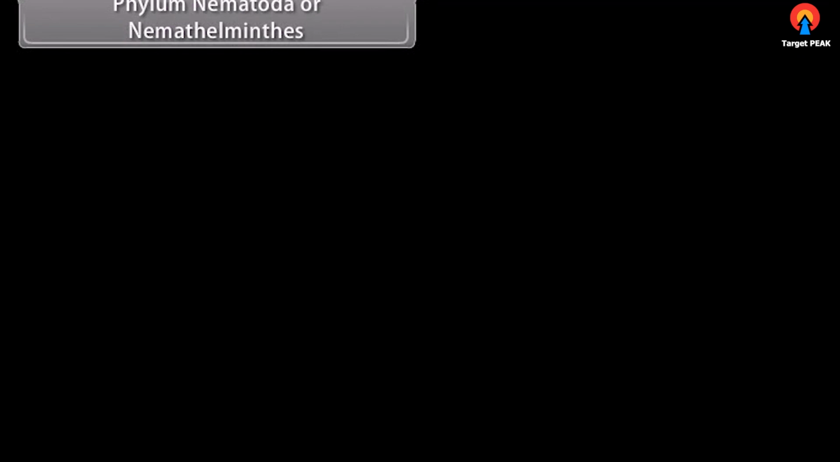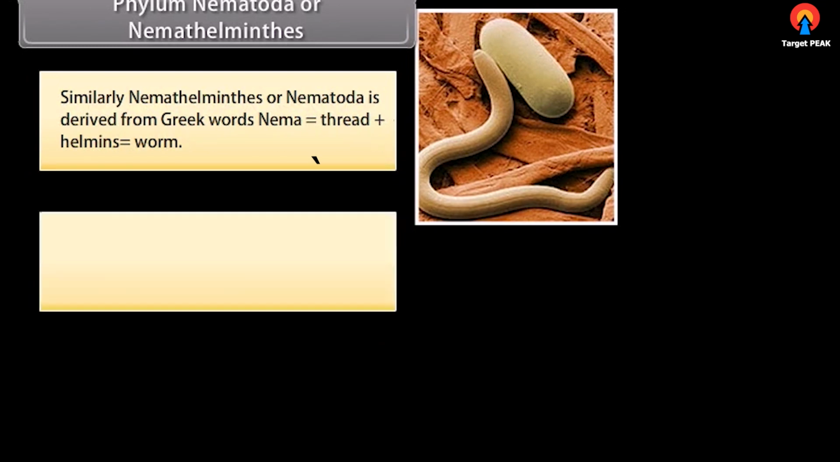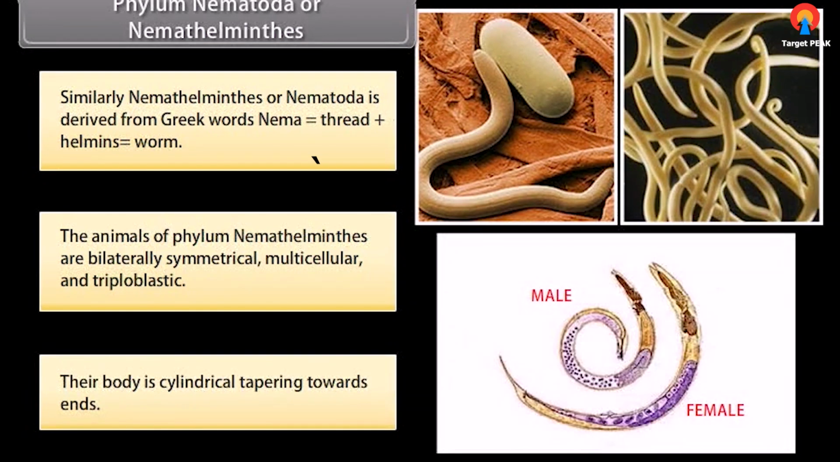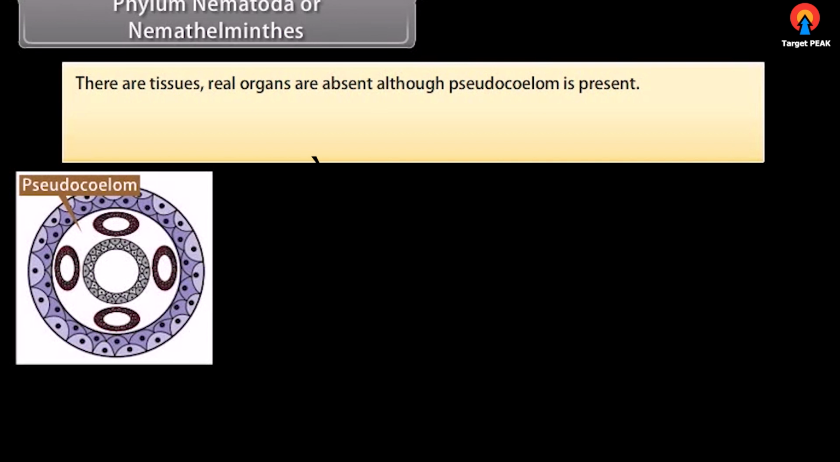Phylum Nematoda or Nemathelminthes. Similarly, Nemathelminthes or Nematoda is derived from Greek words nema, which is thread, plus helminth, worm. The animals of phylum Nemathelminthes are bilaterally symmetrical, multicellular, and triploblastic. Their body is cylindrical, tapering at its ends. There are tissues. Real organs are absent, although pseudocoelom is present.